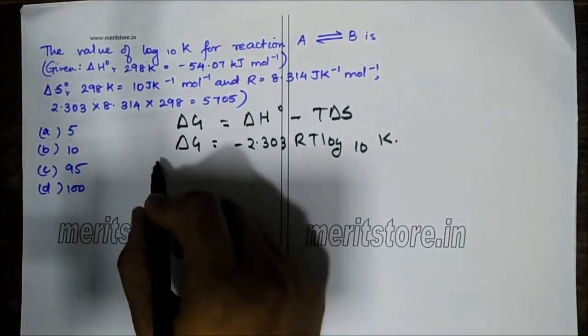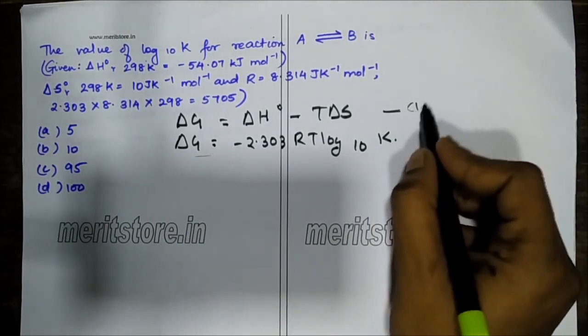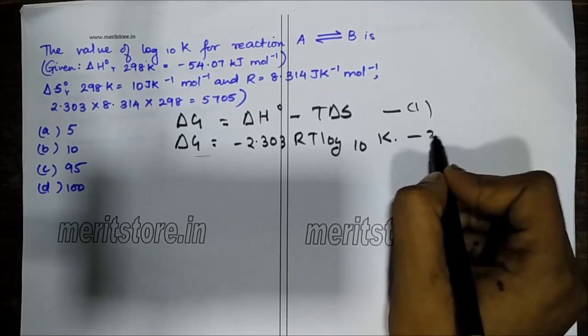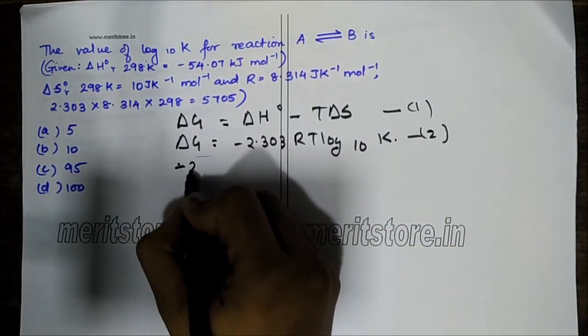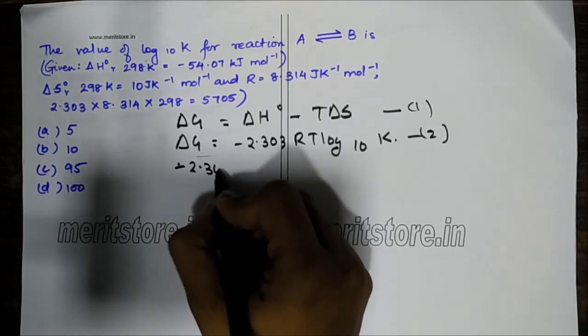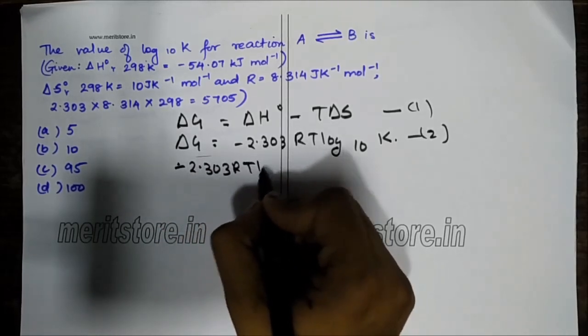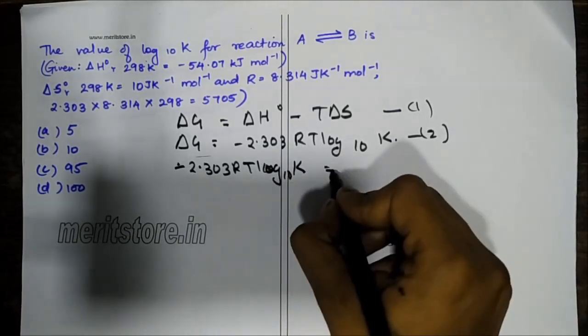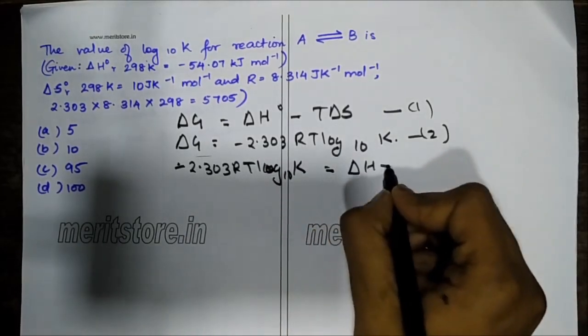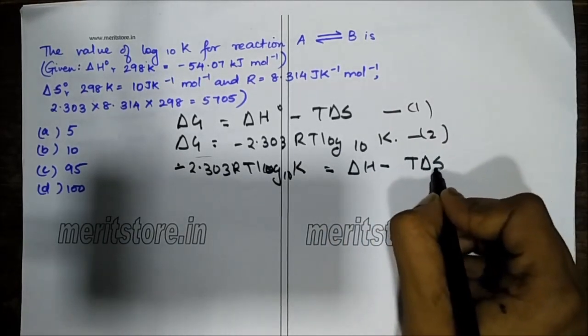This is the equation for delta G, and this is also the equation for delta G. So what I'm doing is I'm equating both the equations. So from 1 and 2 I can say minus 2.303 RT log to the base 10 K is equal to delta H minus T delta S.